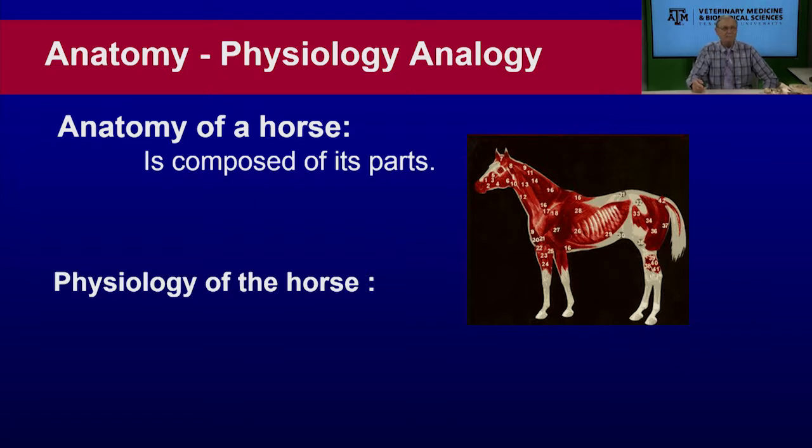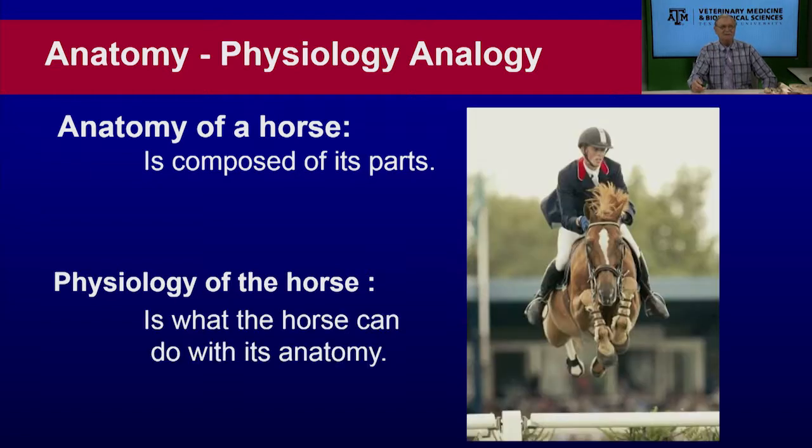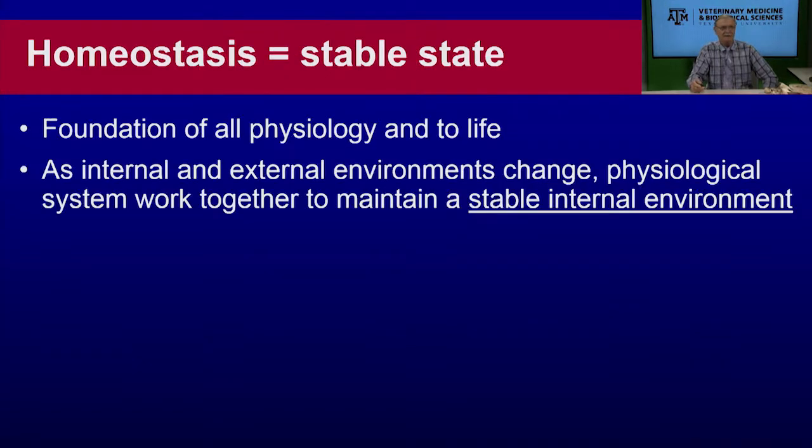So as we mentioned, the anatomy of the horse is composed of a lot of parts that you can see. The physiology is what you can do with those parts. Have you ever seen a flying horse before? This is a horse jumping over a fence. This is what a horse can do with that anatomy that it has.